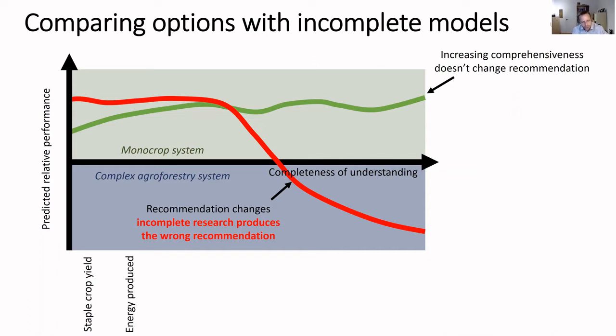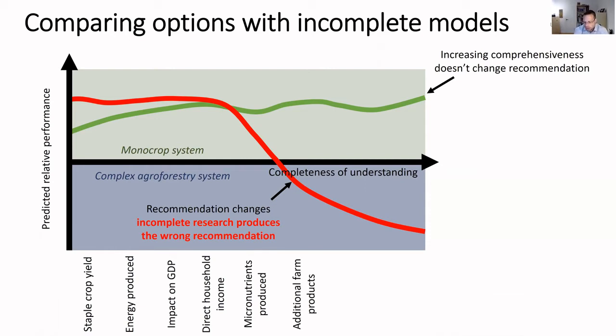You can also add more dimensions, maybe the energy produced in the system or impact on GDP or whatever it may be. You could look at direct household income, but at some point you reach a level of complexity where things become a little bit messier. You look at micronutrients produced and you realize, oh, we have fruit trees here and they provide lots of vitamins and minerals. Or you have additional farm products, you take those into account. You have fuel wood, you have timber, medicinal products possibly. Or you look at regulating ecosystem services, things like erosion control, nutrient cycling, positive impacts on the water cycle, etc.